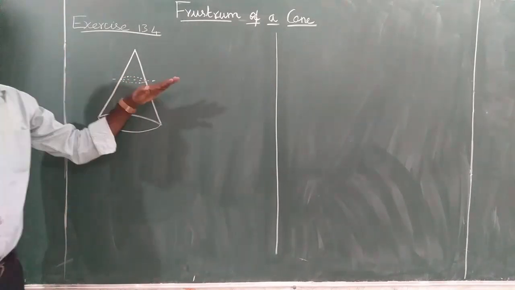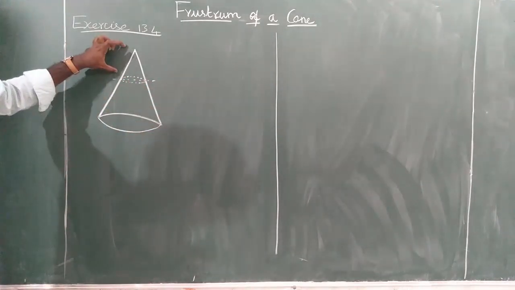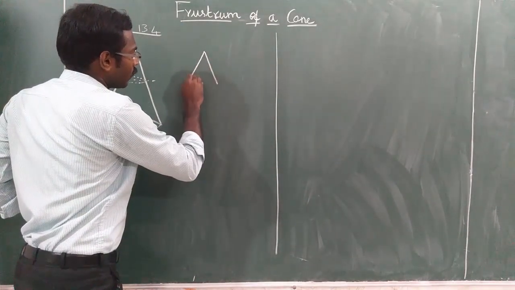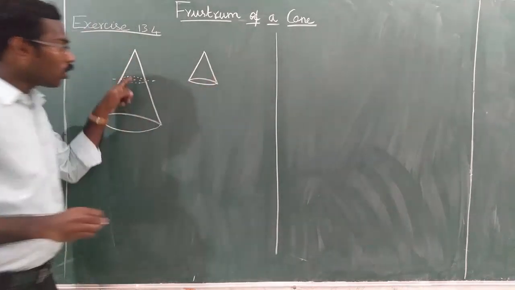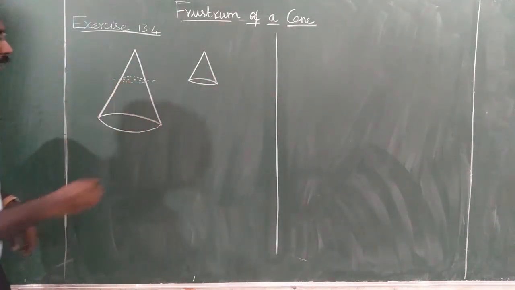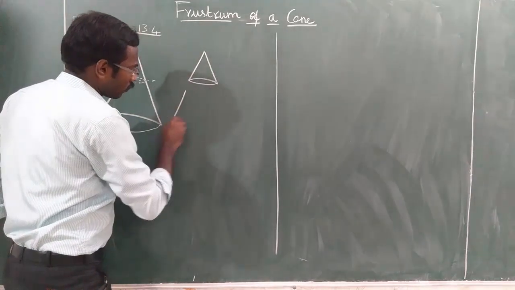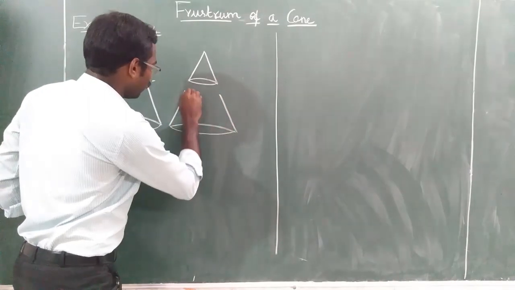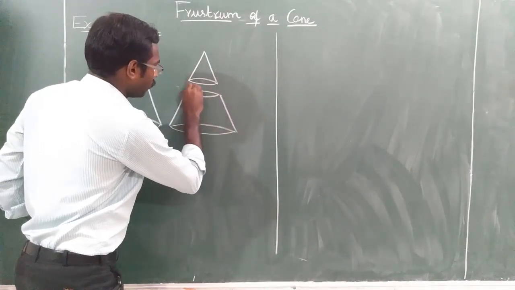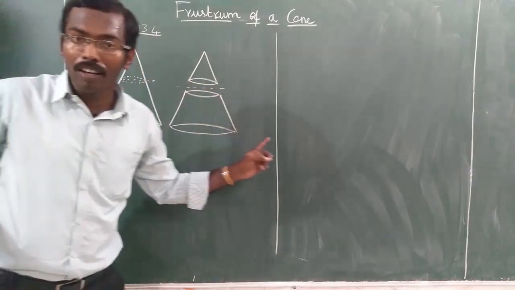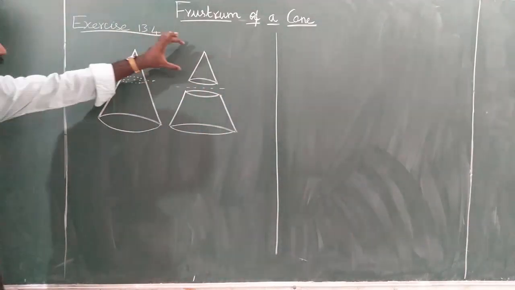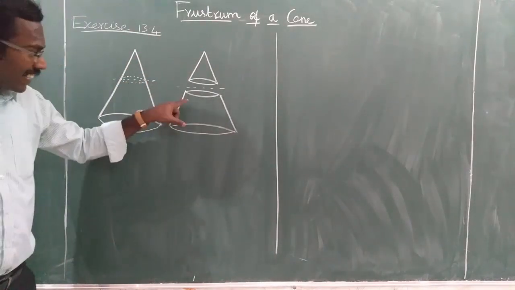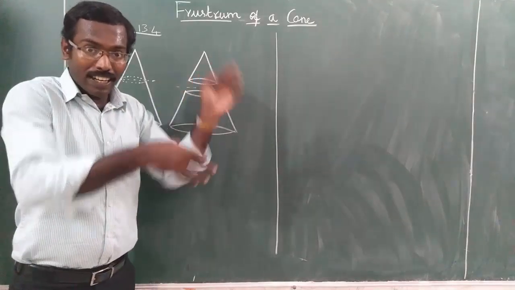If you cut the cone, what will happen? In the top, you will get a small cone, and in the bottom, you will get a structure like this. Understood or not? Is it clear? Are you all following me? So if you cut a cone, you will get a small cone at the top and another structure at the bottom. This structure is almost like a bucket kept inverted.